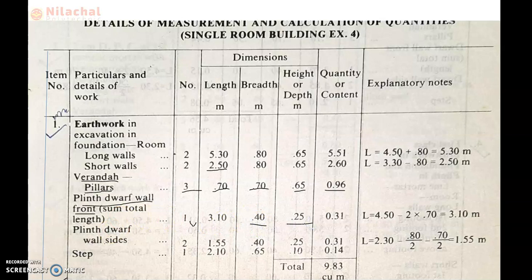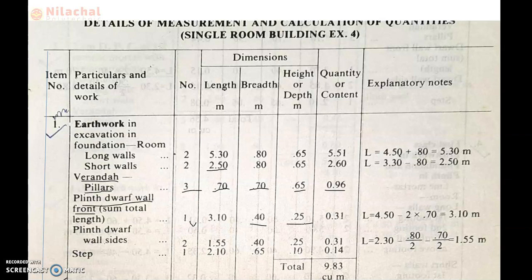Then we need to check the length of the veranda. We know already we consider the veranda pillar value, right? Pillar value already considered. We consider the 3 numbers of pillar already. So in case of veranda front wall, 3 pillars are also available. So no need to consider the pillar value repeatedly. So we have to deduct the value of pillar in case of veranda front wall.